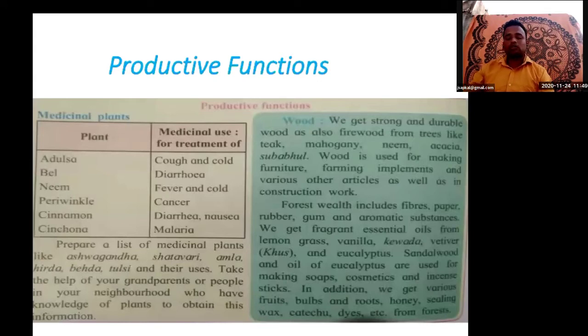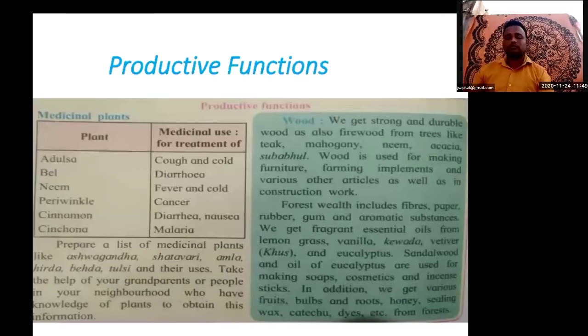Okay, now we'll move to the next part: how to conserve forests. Once you know about their protective and productive functions, it is our duty and responsibility to protect the forest. So how will you protect it?